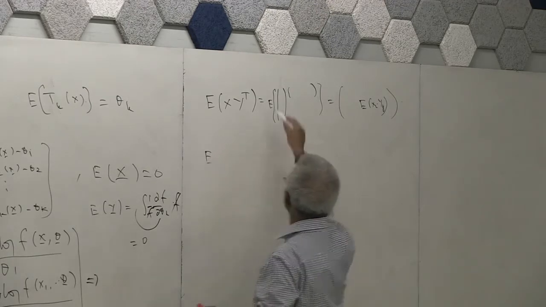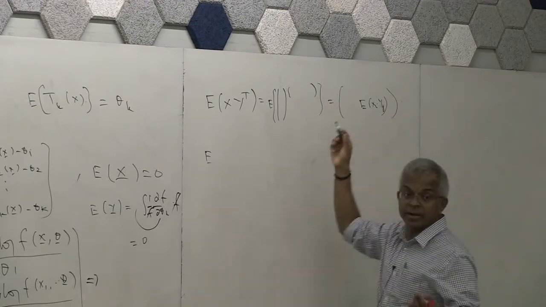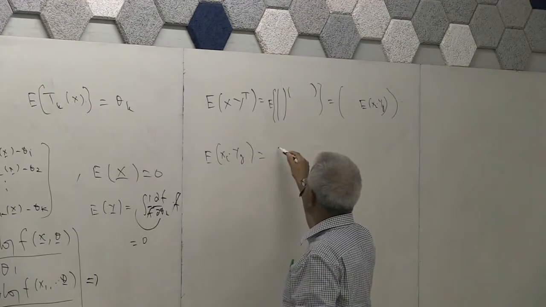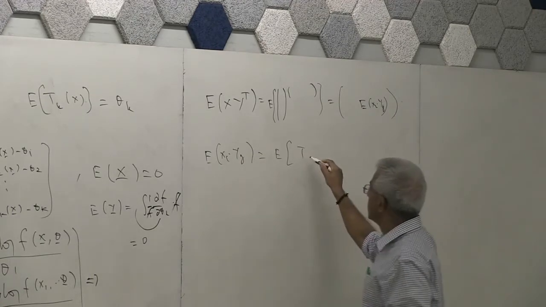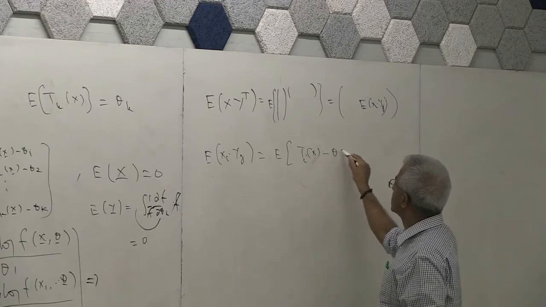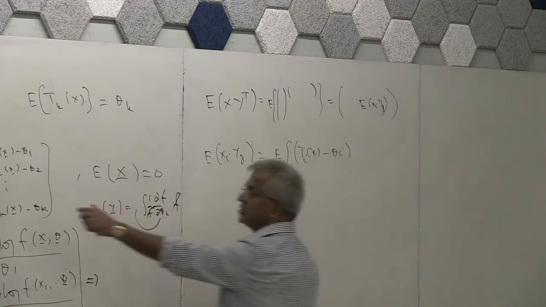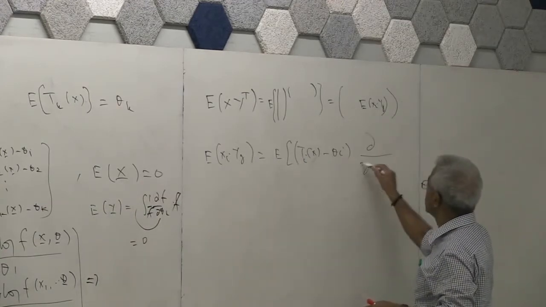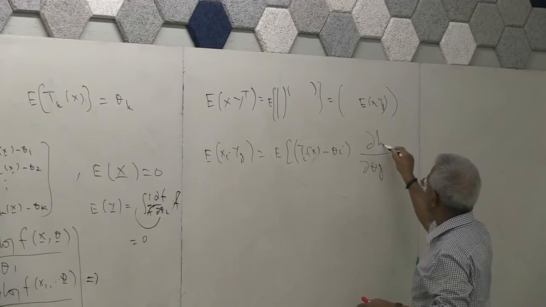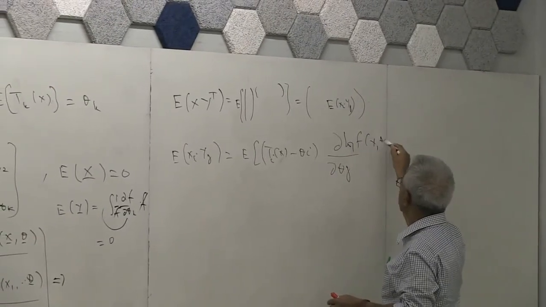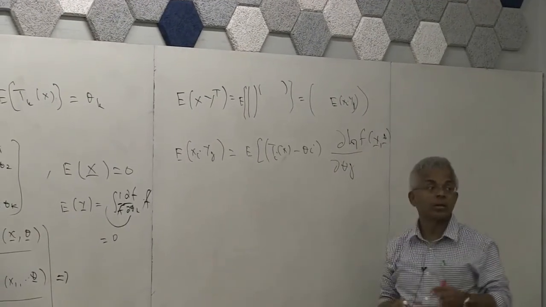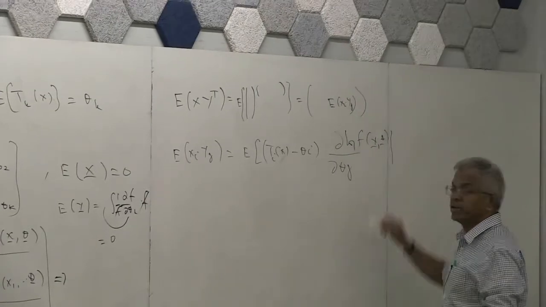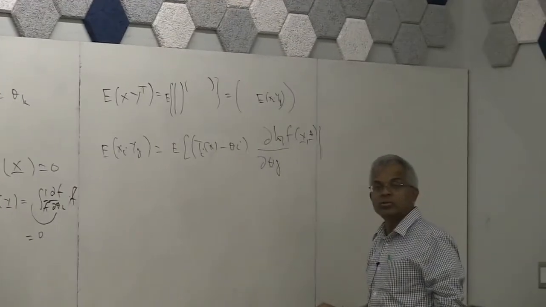So in this matrix, let's look at a typical entry. That's the expected value of x_i y_j. x_i is what? t_i(x) minus theta_i, right? This is the ith entry here. And the jth entry is d/d theta_j of log f(x; theta). Anybody knows the answer? What do you get? We went through this.